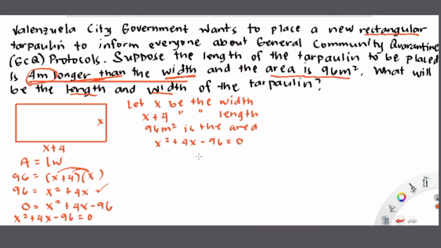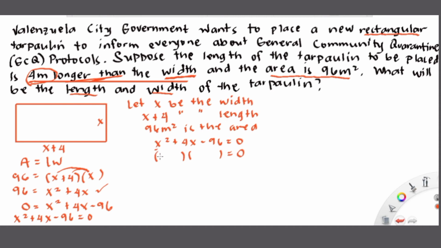So we can now solve this quadratic equation using any of the four methods na diniscuss natin before. But we cannot use extracting the square root because b is not equal to 0. So we will just choose among factoring, completing the square, and the quadratic formula. So bahala kayo kung anong gusto ninyong gamitin sa tatlo. Okay? So here, let us use factoring. Alright? So, we will prepare two parentheses and then we will copy equals 0.